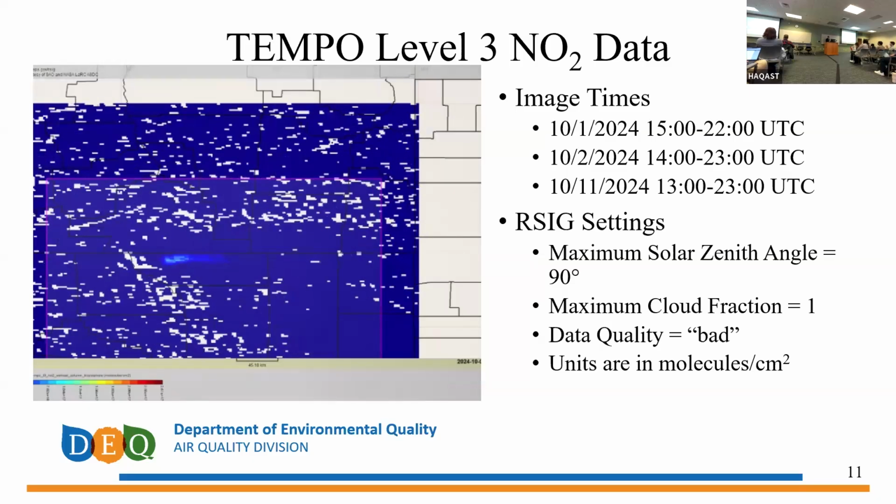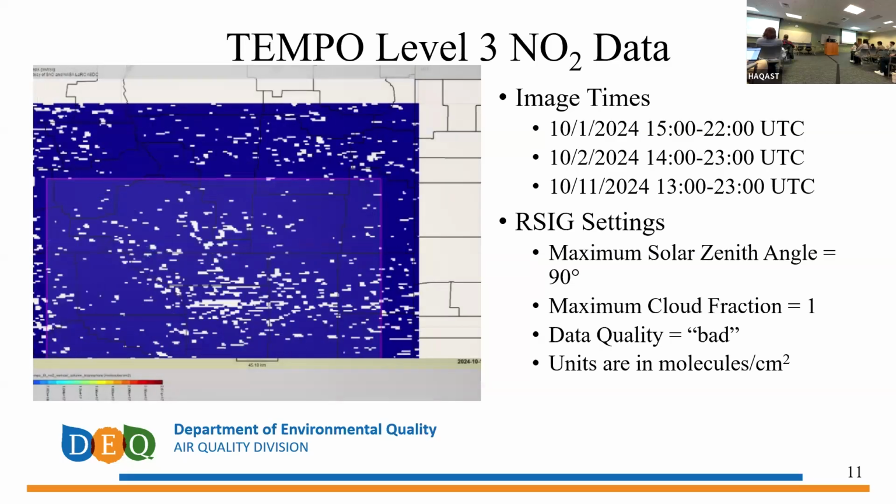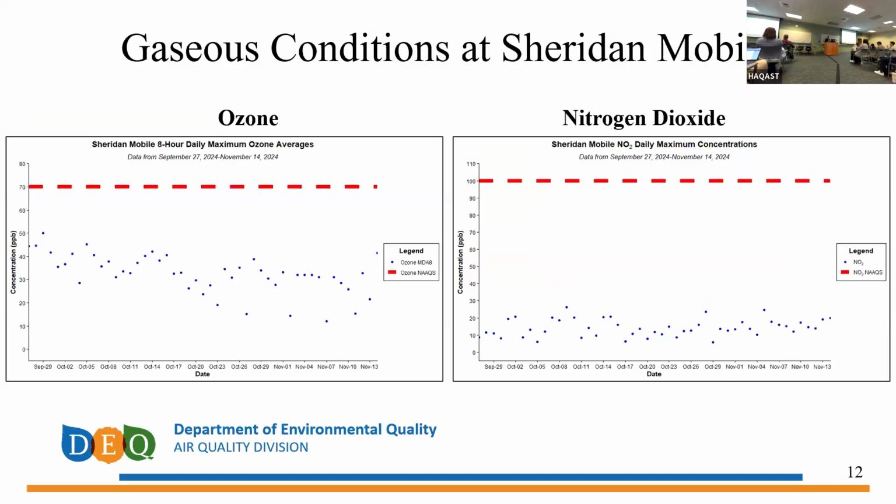And what this translated to, so the mobile station does have gaseous equipment, as I mentioned, ozone and nitrogen dioxide. So checking ozone on the left, we topped out maybe 50 parts per billion for the daily 8-hour average, thankfully short of the 70 parts per billion standard. And on the right, nitrogen dioxide, we maybe maxed out about 28 to 30 parts per billion, and the standard's 100. So we were fine there in terms of gaseous, just what it observed versus what we saw from the TEMPO Level 3 data.